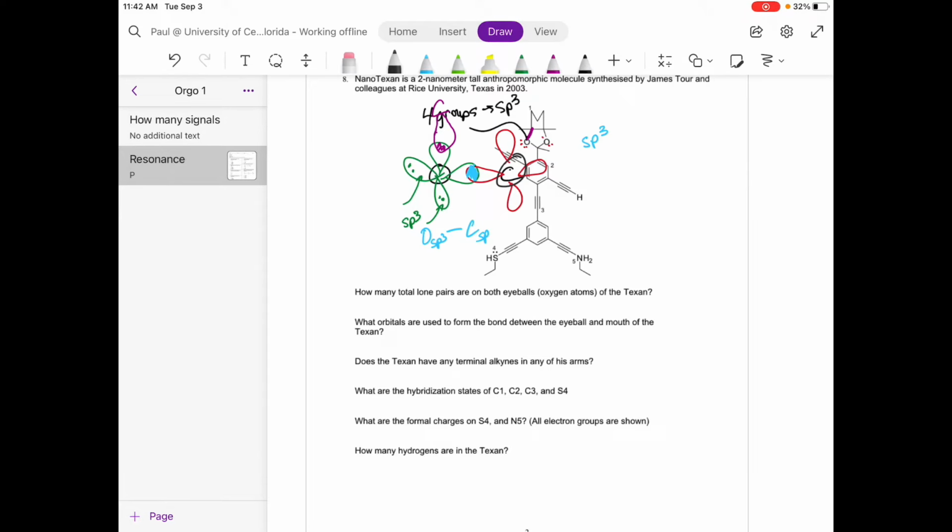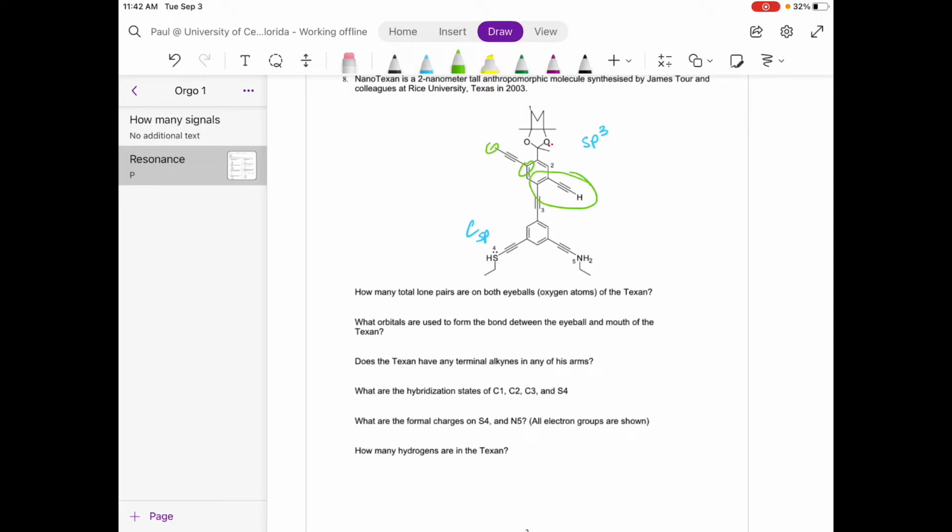Does the Taxol have any terminal alkynes? This one right there is internal because it's sandwiched between a carbon and a carbon. But this one right there would be a terminal alkyne, because the triple bond is sandwiched between a carbon and a hydrogen. So that definitely is a terminal alkyne.